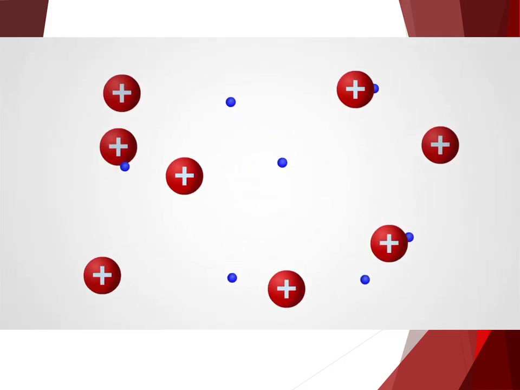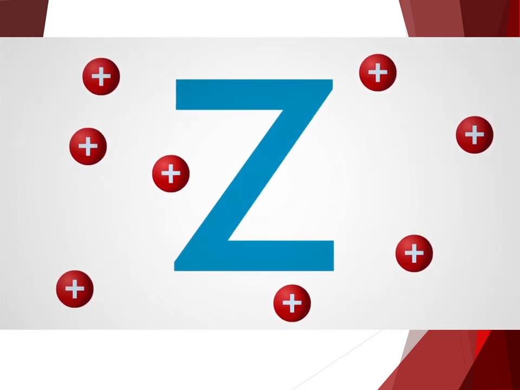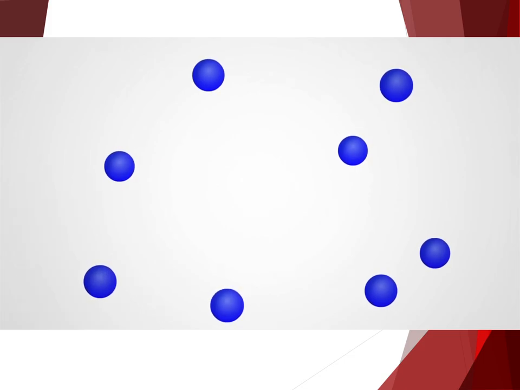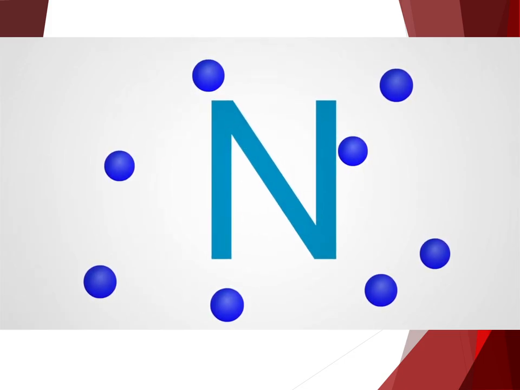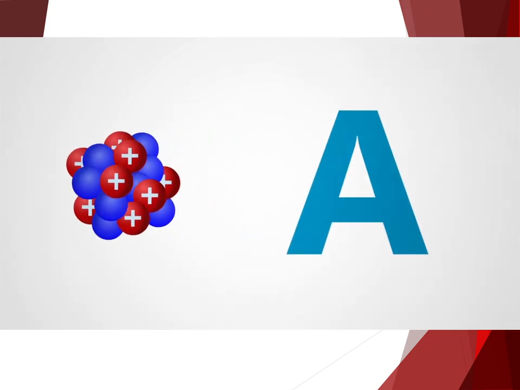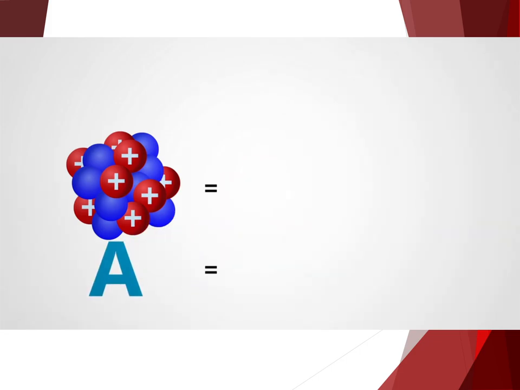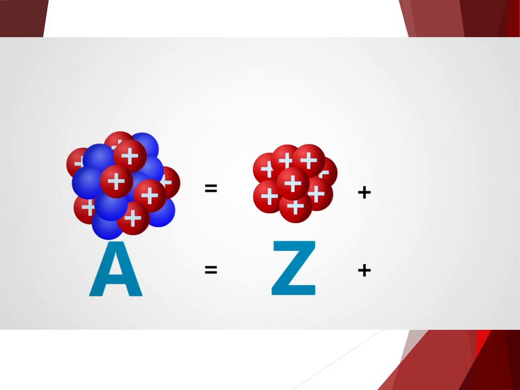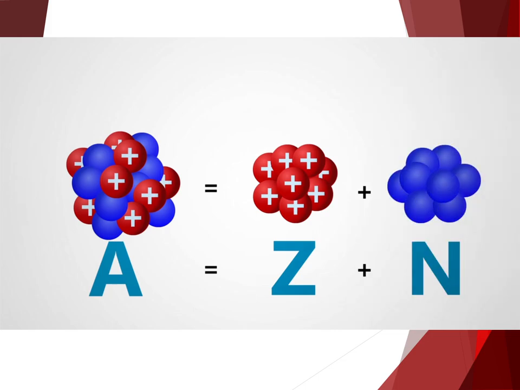The atomic number is the number of protons in the nucleus and is denoted by the letter Z. The neutron number is the number of neutrons in the nucleus and is denoted by the letter N. The mass number is the total number of protons and neutrons in the nucleus and is denoted by the letter A. So, the mass number A equals the atomic number Z plus the neutron number N. Together, the atomic number Z and the neutron number N define the nuclear makeup of the atom, which is called the nuclide of the atom.